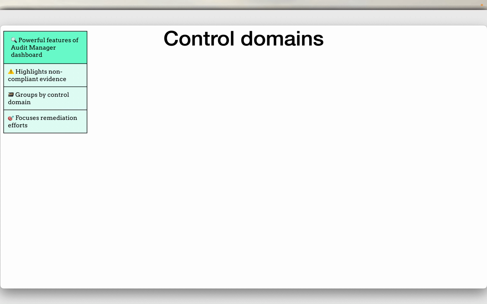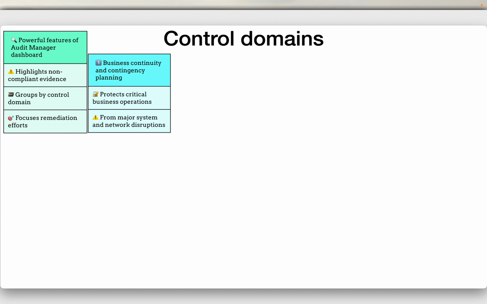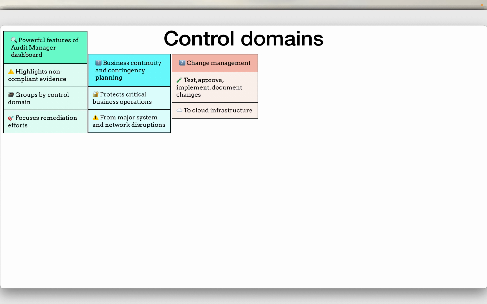There are a total of 15 control domains, so I'll quickly walk you through all of them. First one is business continuity and contingency planning. This talks about how you establish processes that protect critical business operations from the effects of major system and network disruptions. Next control domain is change management. This is how you test, approve, implement and document changes to your cloud infrastructure. Third control domain, data security and privacy. This is about how you secure the privacy, availability and integrity of your data.